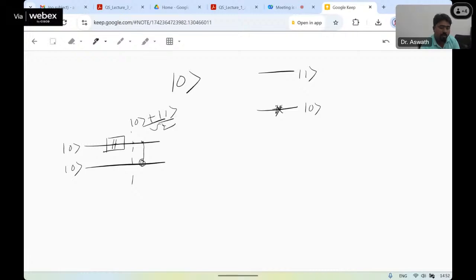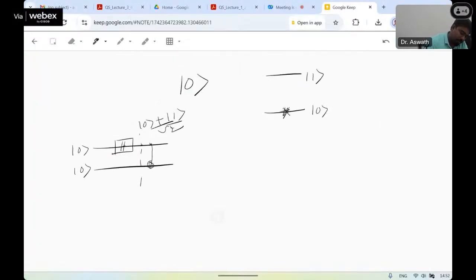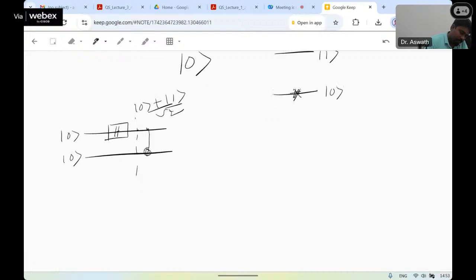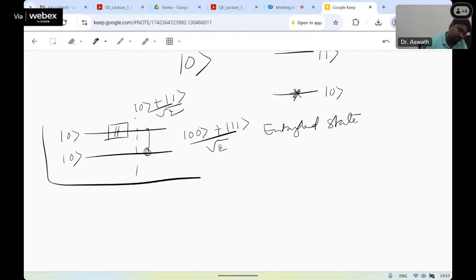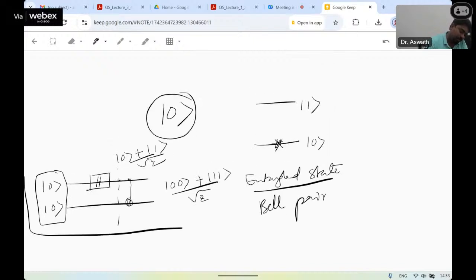Since it's a CNOT gate, the output is (0, 0 plus 1, 1) over square root of 2. This is the entangled state. This is a simple quantum circuit which gives me a Bell pair. Similarly, whatever task I will be doing, I'll start the system from the very initial form. So that is what the initialization is.